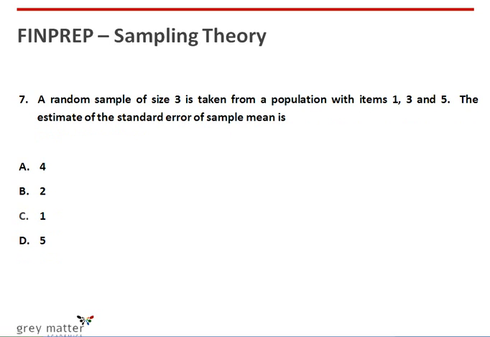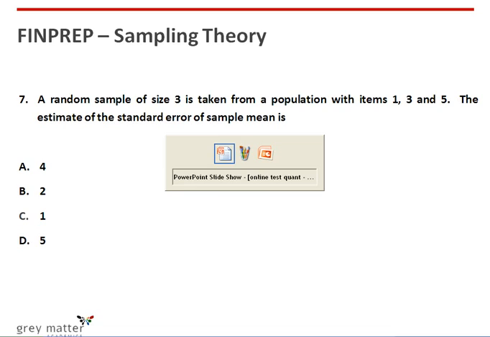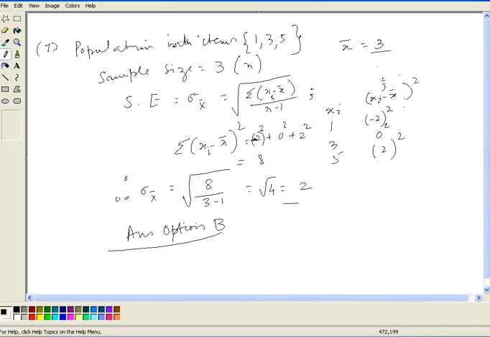Seventh question: a random sample of size 3 is taken from a population with items 1, 3 and 5. The estimate of the standard error of the sample mean is worked out as follows. Population with items 1, 3 and 5. Now the sample size is given to be 3, and so x bar would work out to be 3, because 1, 3 and 5 items are there.